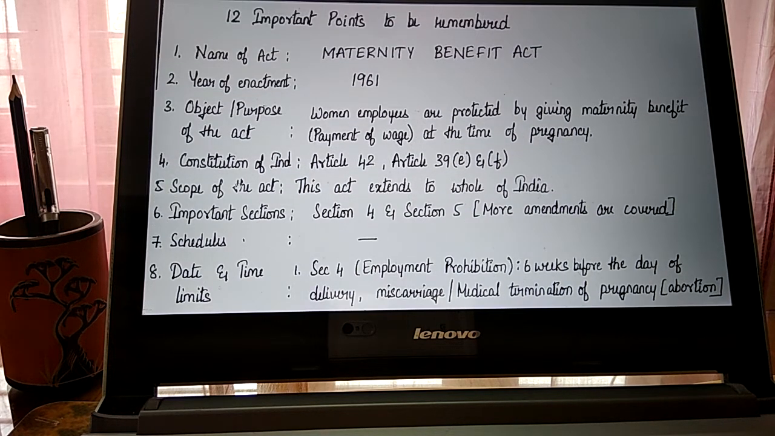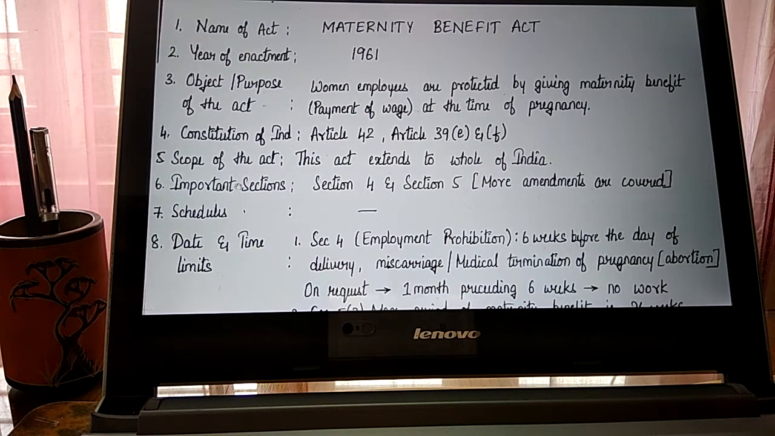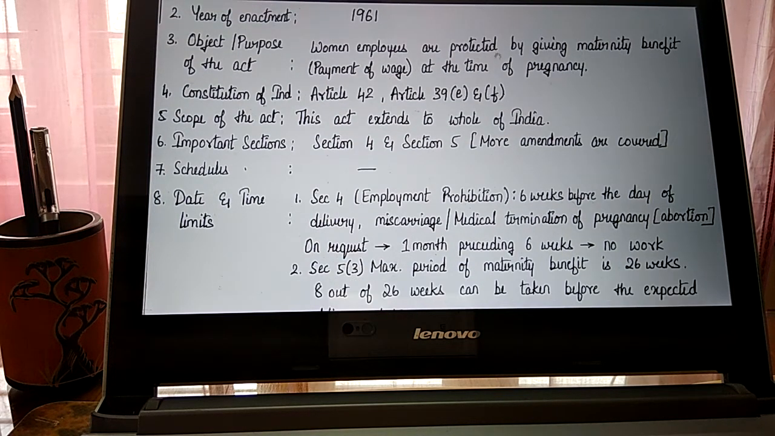So the Maternity Benefit Act was enacted in the year 1961. So this is the second point. Only thing here is he has missed out on the definition, so you can just add whatever definitions are important. Then the object or purpose of the Maternity Benefit Act: the women employees are protected by giving maternity benefit, that is payment of wages at the time of pregnancy. So this act is mainly for protecting women employees at the time of pregnancy or maternity. So this is a social security legislation.